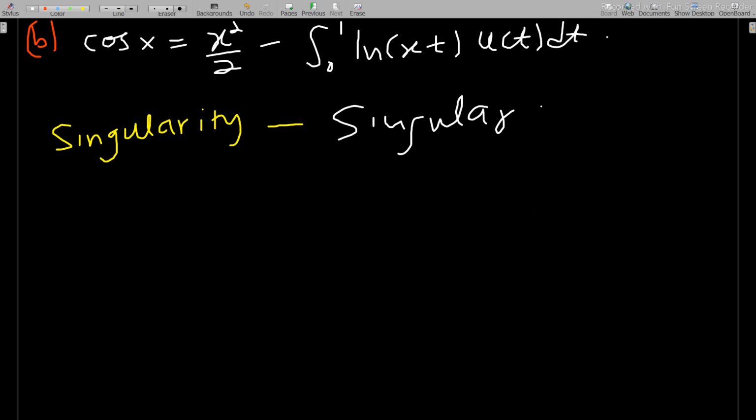So these are the solutions to the examples we went through. I hope you understand the introduction to integral equations, and stay tuned.